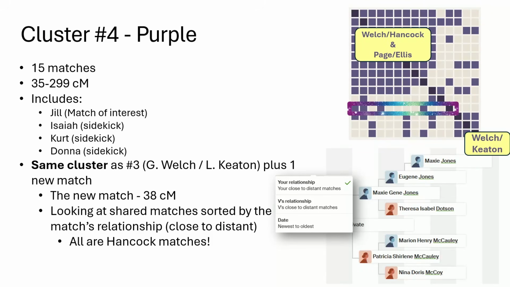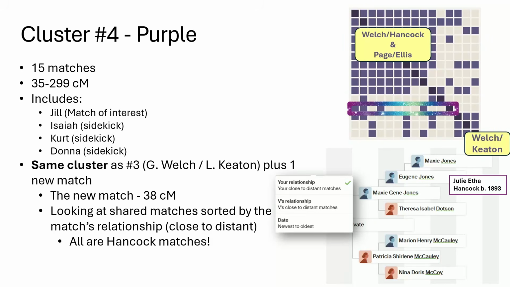What I noticed when I opened up all of the trees of the closest matches is that they were all Hancock matches. Most of them, some of them even had the surname Hancock, and several of them had Hancocks in their trees. So this one match that was overlapping with the Welch-Hancock and Page-Ellis cluster, but not the Welch-Keaton cluster, seems to be a Hancock descendant.